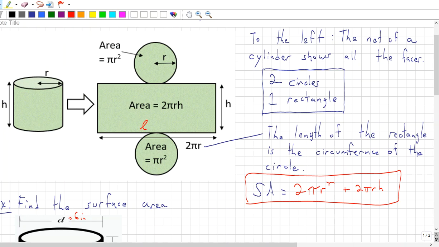And hopefully the formula makes sense. It's not just something you memorize, it's something you understand. I understand that there's two circles. That's why I'm multiplying 2 pi r squared. I understand that the length of this rectangle is 2 pi r, and the width is h. So I multiply 2 pi r times h. So this will work for any cylinder.